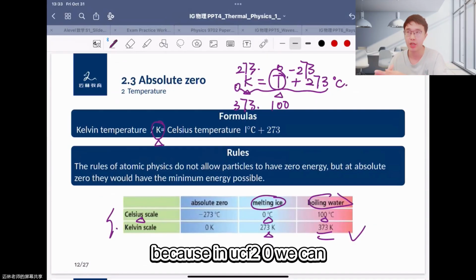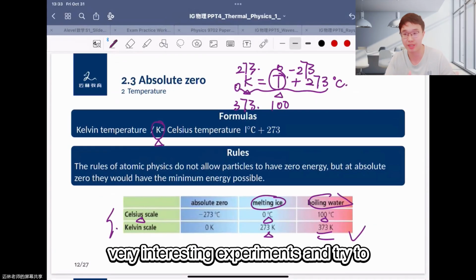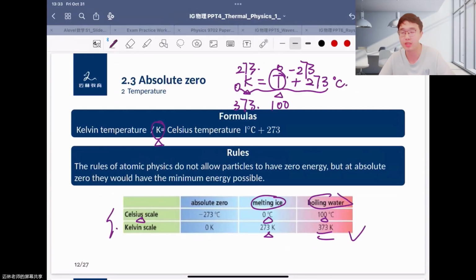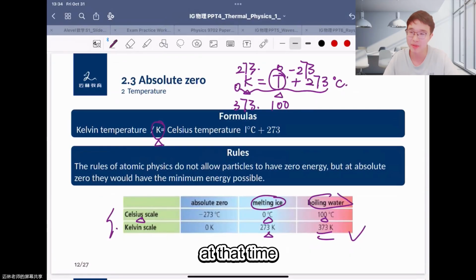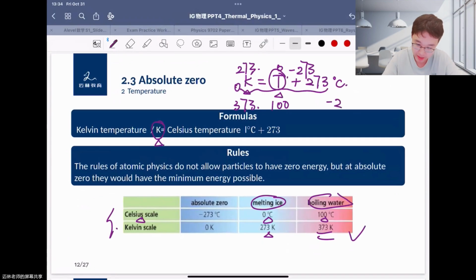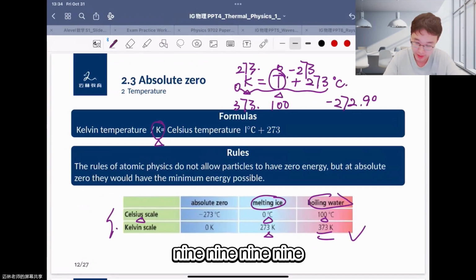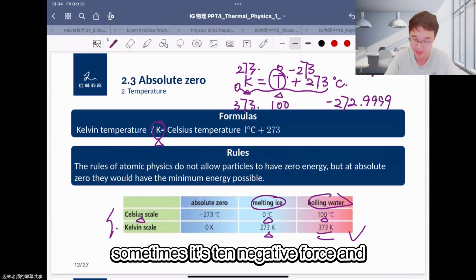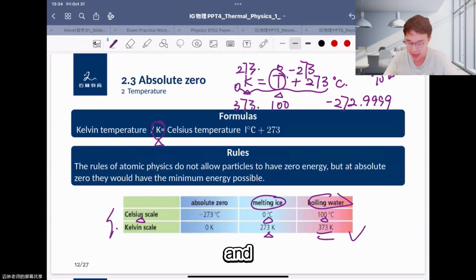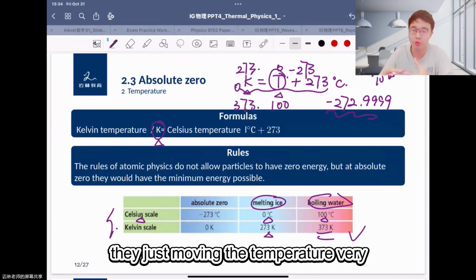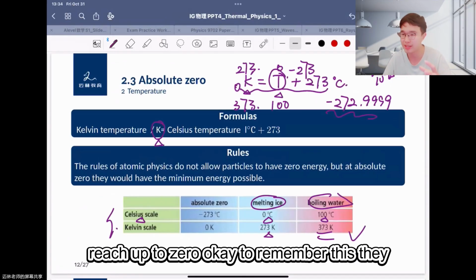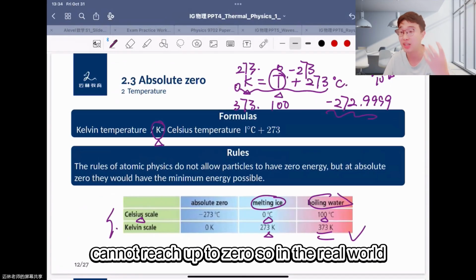Because using absolute zero, we can design many very interesting experiments and try to find new properties in materials and for physics concepts. At that time, I found that in the US and in China, they could reach about negative 272.9999, sometimes with 10 to the negative fourth and sometimes 10 to the negative sixth accuracy. They move the temperature very close to absolute zero, but they cannot reach absolute zero. Remember this: very close, but they cannot reach it.